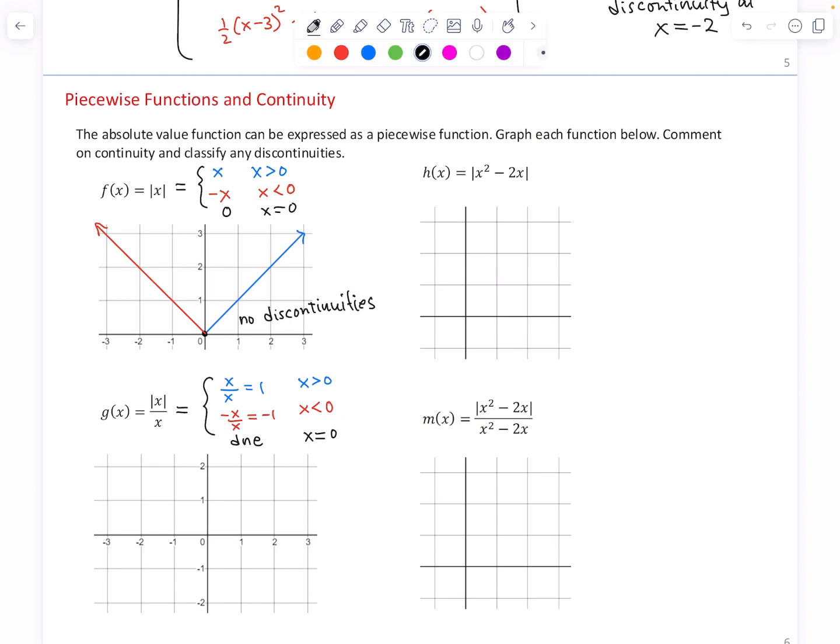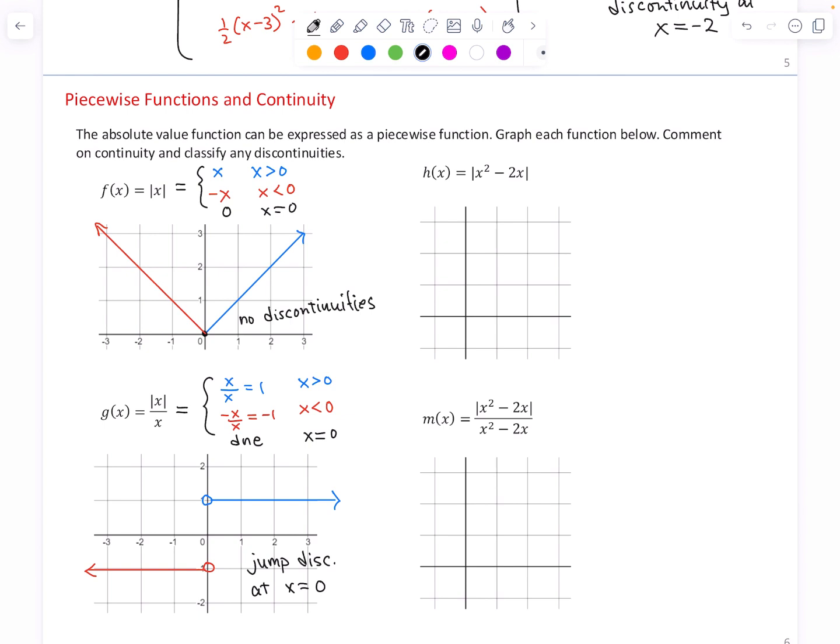So this graph winds up producing the following image. We graph y equals 1 if x is positive and have a hollow point where it hits the y-axis. And then we graph negative 1 if x is negative and have a hollow point on that y-axis. And there would be no solid point anywhere on the y-axis. So here we have a jump discontinuity at x equals 0. Now let's look at h of x.